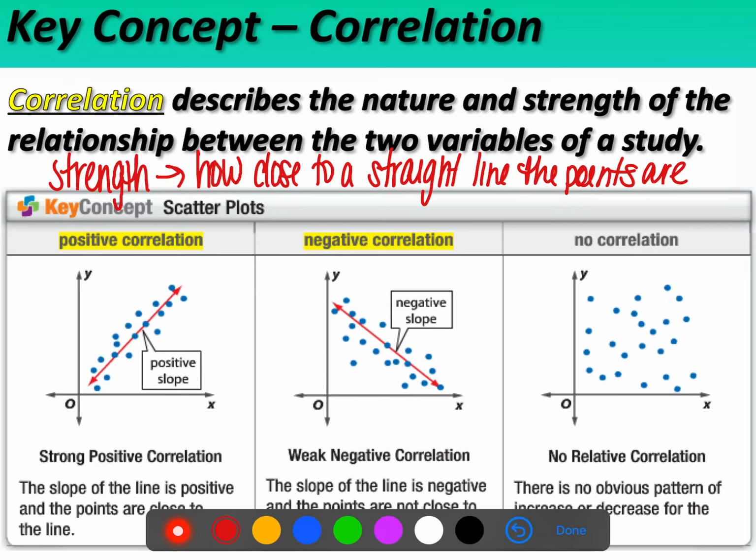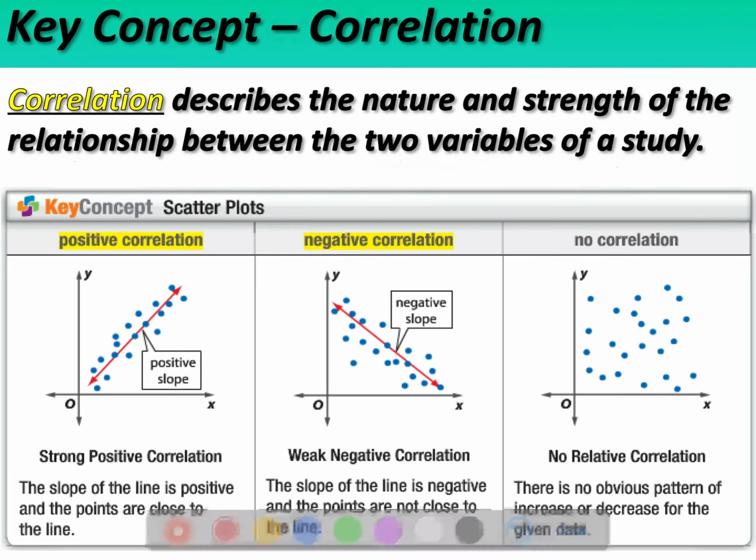Okay, so we use the words strong and weak to describe the strength. You can see in our first graph here, it's a strong positive because all of those data points are very closely clustered around a trend line. The second example is a weak negative because the points are a little bit farther spaced out, but it's still very clear that they're following a negative slope. No correlation graphs are neither strong or weak. They don't have a strength.